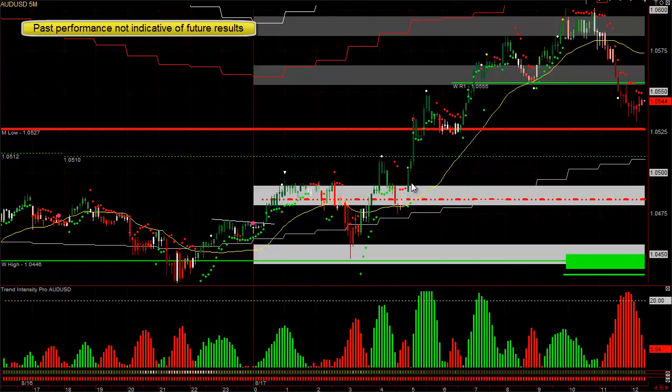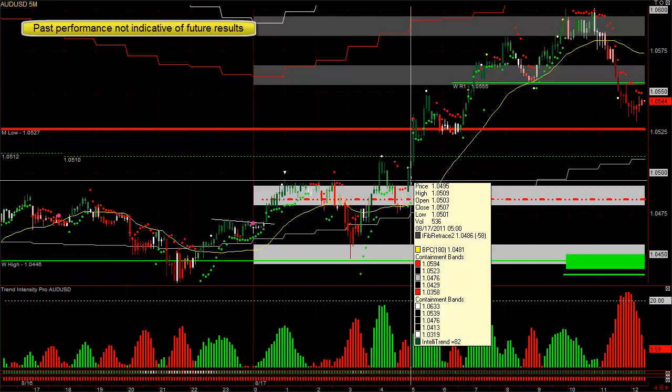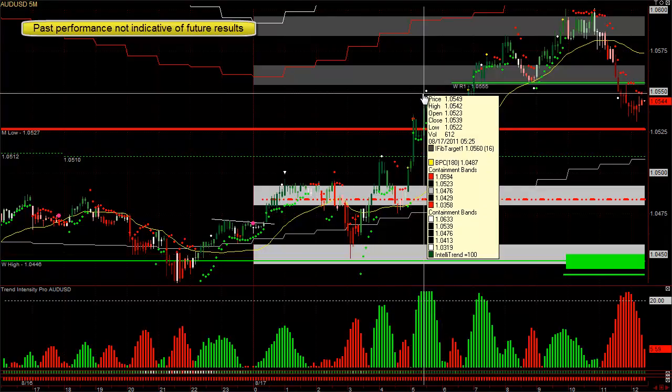As soon as it went back up again, this is a trade that you really got rich on. It went from 95 all the way up to 49. It's a 50 pip move.